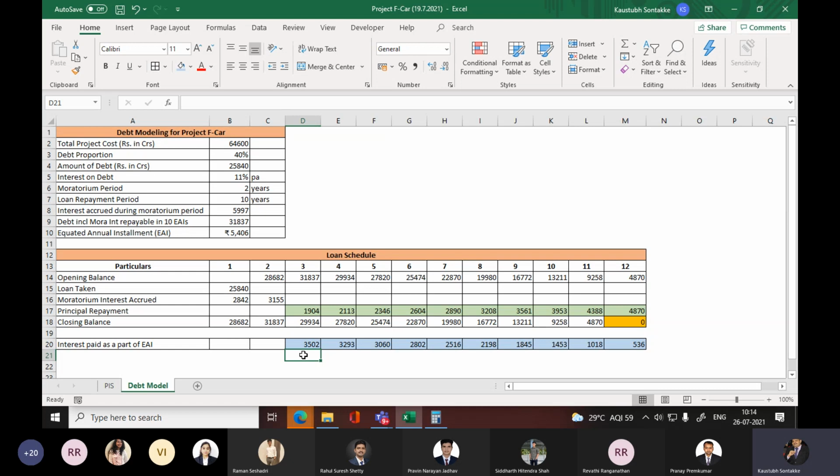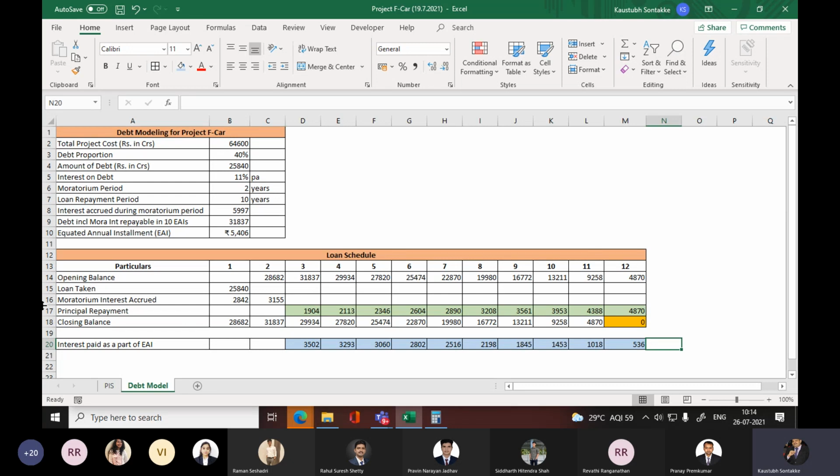Now see how important this loan schedule is, because this interest row, B20, will go straight into the profit and loss account, which you will prepare, because interest is an expenditure. We are going to prepare the profit and loss account for 12 years, and we are going to take every year's interest into it. So this goes in P&L.